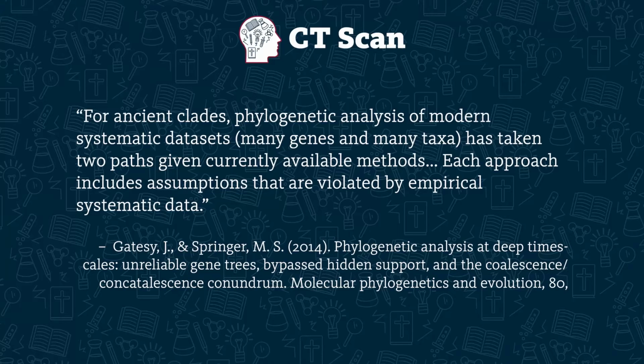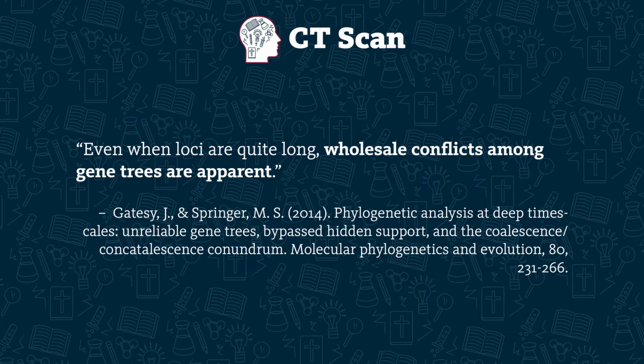The conflicting stories from different trees gets even worse the farther back you go along the supposed evolutionary timeline. As one evolutionary paper observed, "for ancient clades, phylogenetic analysis of modern systematic datasets," that's many genes and many taxa, "has taken 2 paths given currently available methods. Each approach includes assumptions that are violated by empirical systematic data." It added that even when comparing longer DNA sequences, "wholesale conflicts among gene trees were apparent."